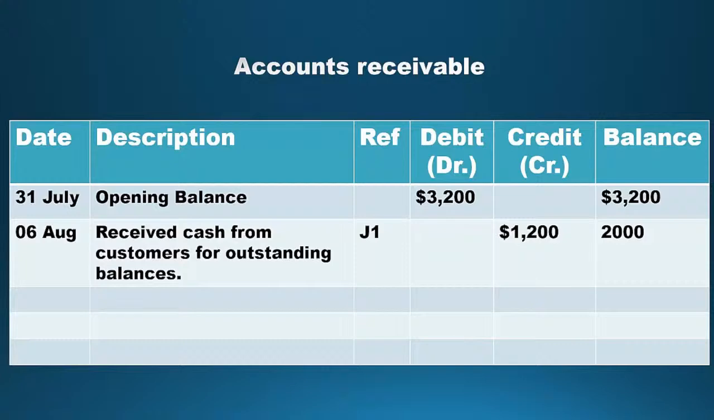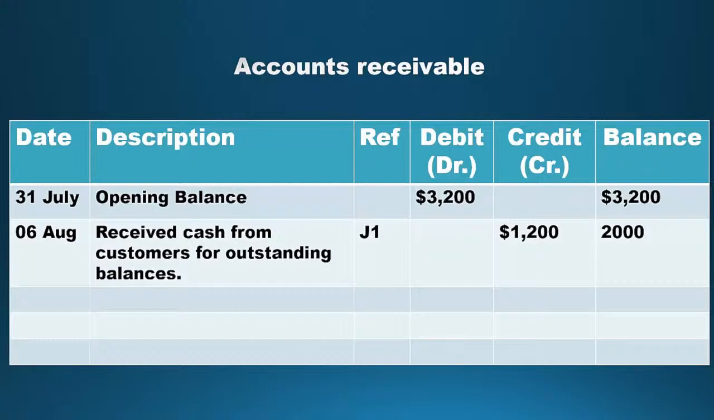2. Narrative. Add the narrative. Received cash from customers for outstanding balances. The narrative here is the same as in the cash ledger, reflecting the same transaction, but from the perspective of accounts receivable. 3. Reference. Include the journal reference, J1. This links back to the journal entry, keeping our records consistent and easy to trace.